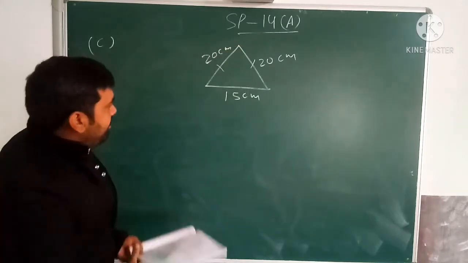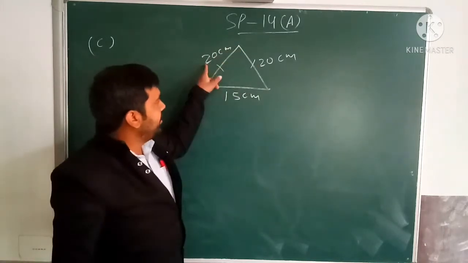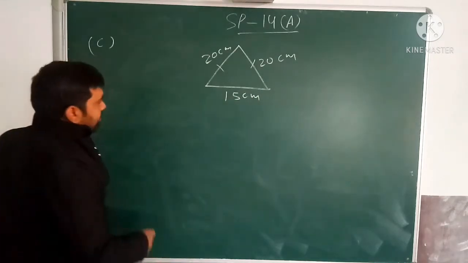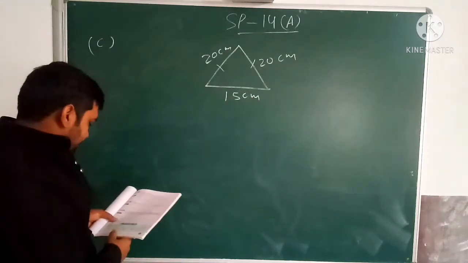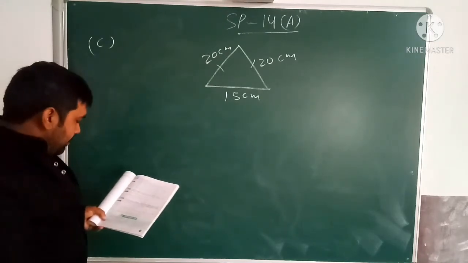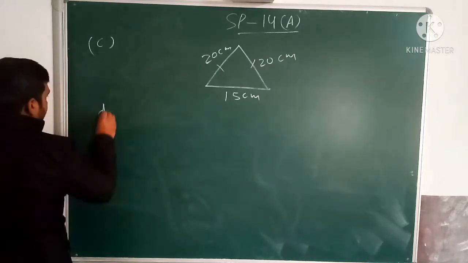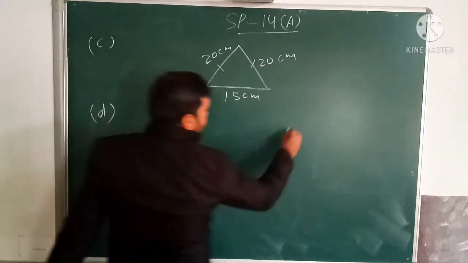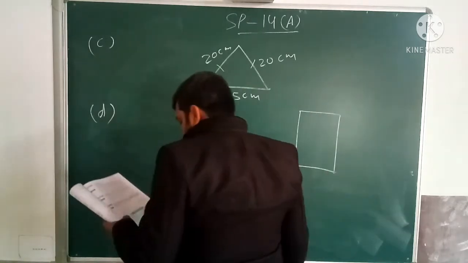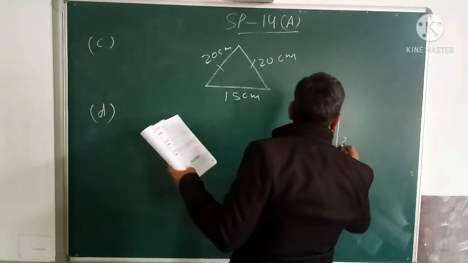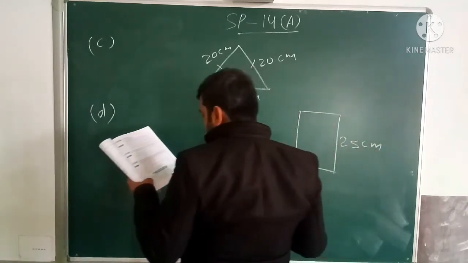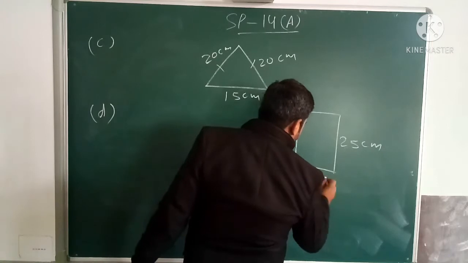So for the perimeter, what you have to do? Add these three sides, 20 plus 20, 40 plus 15, 55. So you will get the perimeter 55 centimeter for this. Okay. So D is the rectangle, you apply the formula of the rectangle. Rectangle length and breadth is given. See, the length is 25 centimeter and the width of the rectangle, the breadth, is 15 centimeter.